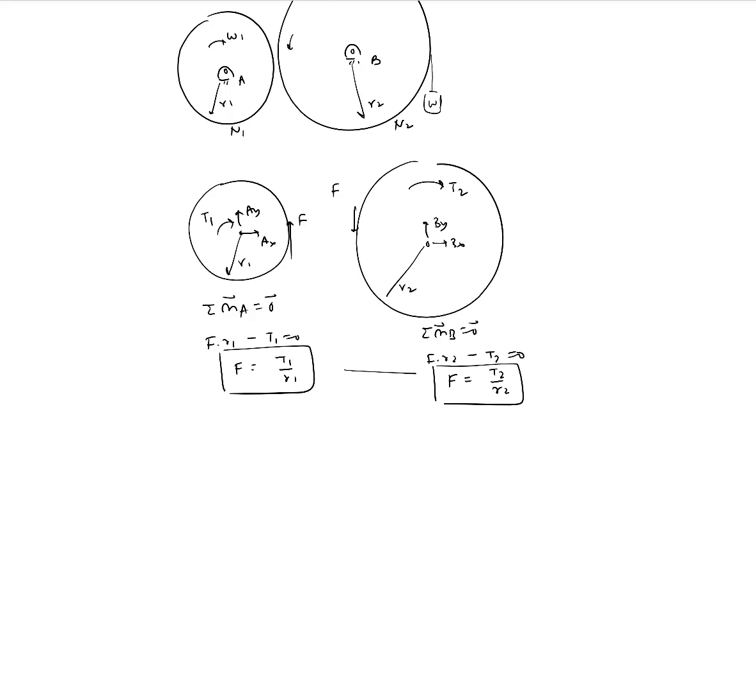And of course, both of these forces are the same. So I get T1 over R1 equal to T2 over R2, or T2 over T1 is equal to R2 divided by R1. So output torque divided by the input torque is equal to the radius of the second gear divided by R1. In this case, since this is more than 1, we are definitely gaining on the torque side. So we lost on the speed side, but we're gaining on the torque side.